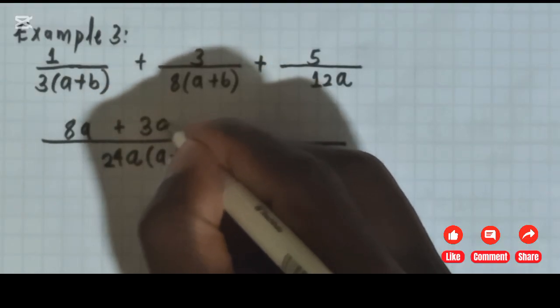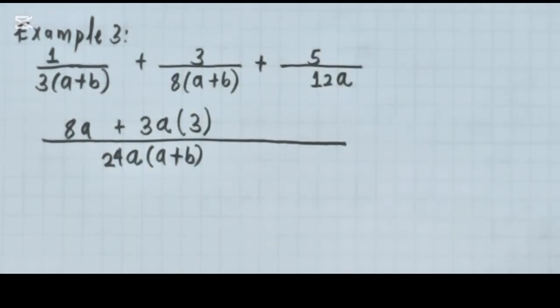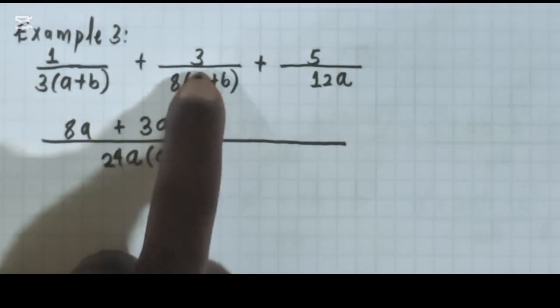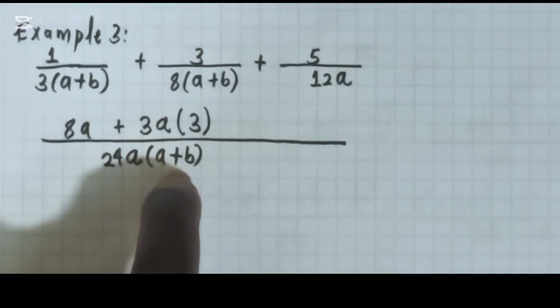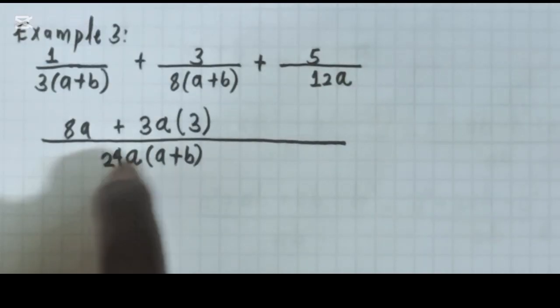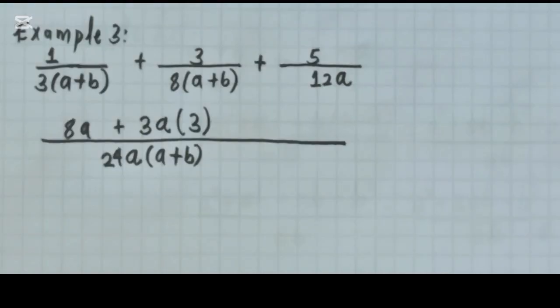It will be 3a into 3, our numerator. That is the one that you're seeing here. So ab and ab simplified each other out. Then 24 divided by 8 is 3, 3a, and that's going to be like that.